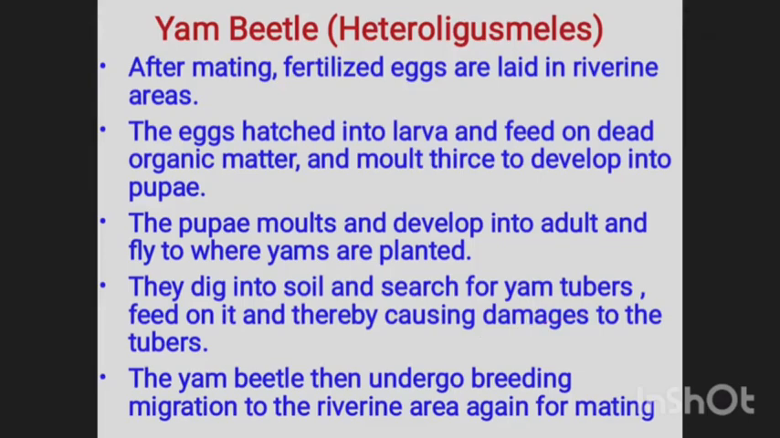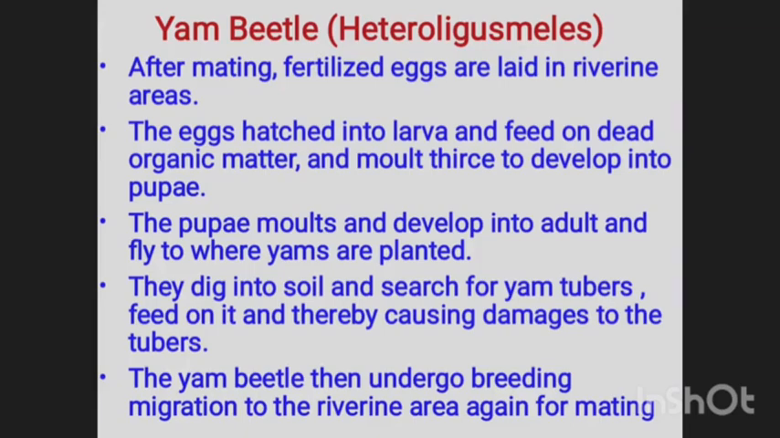Let's look at the yam beetle. Let's look at the life cycle of the yam beetle. Now, the yam beetle, after mating, fertilized eggs are laid in riverine areas. The eggs hatch into larvae and feed on dead organic matter, and molt to develop into pupa. The pupa molts and develops into adults and flies to where the yams are planted, that is, from the riverine area.